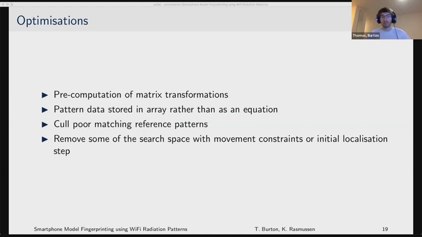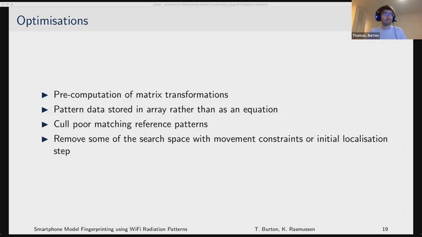Then with very large numbers of reference patterns, we can start culling the poor matching ones after either a set time or a set number of packets. And finally, we can start applying some movement constraints or do some initial inaccurate localization process, as we don't really want to be searching the entire possible space of locations if we can do some sort of step to cut down on that.